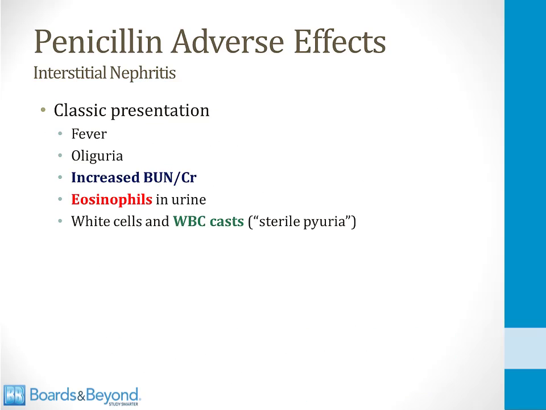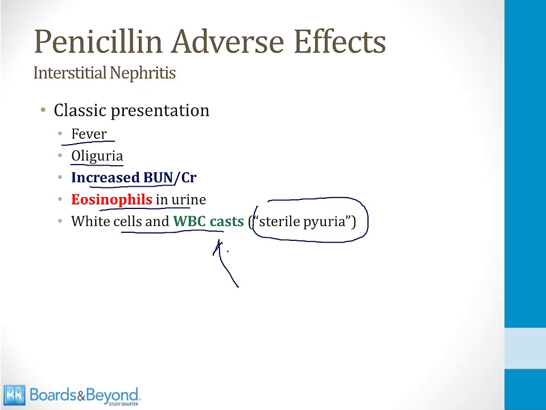The classic presentation of interstitial nephritis is something you should know for your exams. It involves fever because it's an allergic reaction. The inflammation in the kidneys will lead to decreased urine output. That's oliguria. The BUN and creatinine will rise. Eosinophils are sometimes seen in the urine, and then a classic finding in the urine is the presence of white cells and white cell casts. This is called sterile pyuria, because normally white cell casts are seen in the setting of pyelonephritis, but in interstitial nephritis, they occur in absence of bacteria and in absence of evidence of bacterial infection of the bladder, so there won't be symptoms like dysuria in a case of interstitial nephritis.